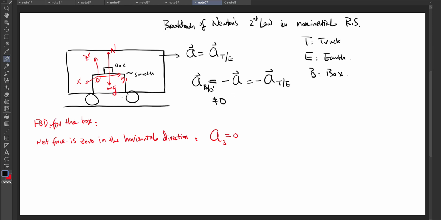However, we don't actually have a force in this horizontal direction. So that means this contradicts Newton's second law. So Newton's second law breaks. It contradicts this free body diagram that we drew here.